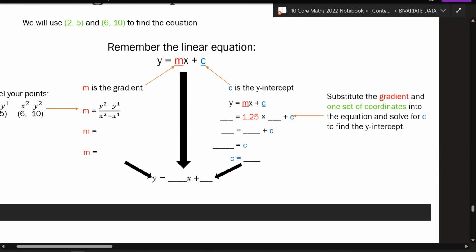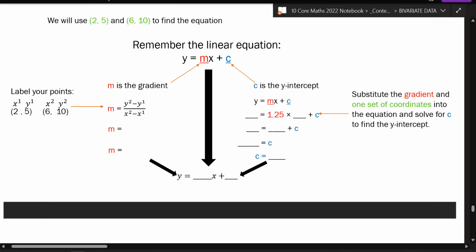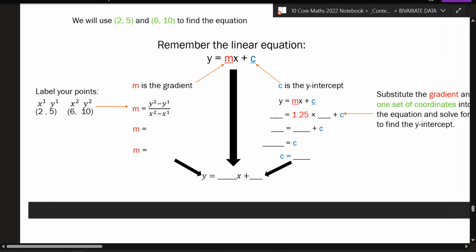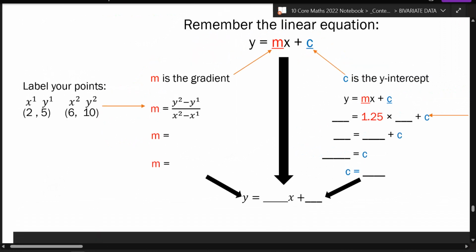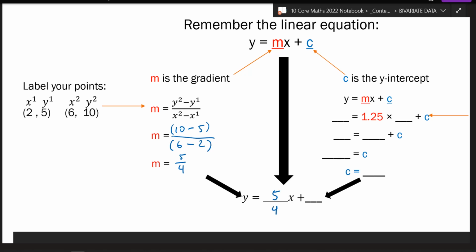So let's find the equation. Let's fill this in. This is what we learnt about last lesson, and I've split it up into 2. So let's do the gradient first. Remember the rule, y2 minus y1 over x2 minus x1. So for the gradient, y2 is 10, y1 is 5, and then x2 is 6, take away x1, which is 2. So that should be 5 over 4. You can't really simplify it, so that's fine as is. So the gradient is 5 over 4 x.